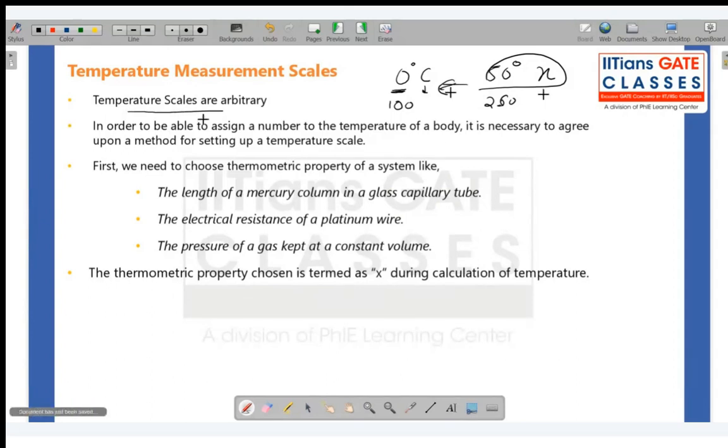Okay, so temperature scales are arbitrary. As these people who were working on these experiments wanted, they defined it. There was no strict restriction on that. In order to be able to assign a number to the temperature of a body, it is necessary to agree upon a method for setting up the temperature scales. So we need to choose a thermometric property. We can choose any property. We can choose a length or the resistance or the pressure, and we will call this property X during the calculation of the temperature.